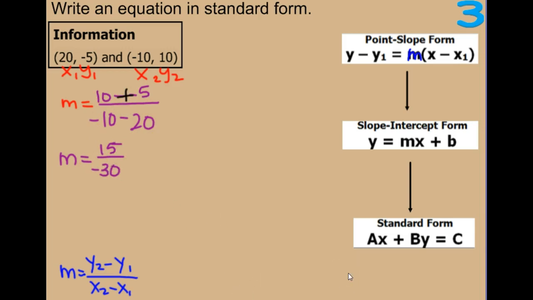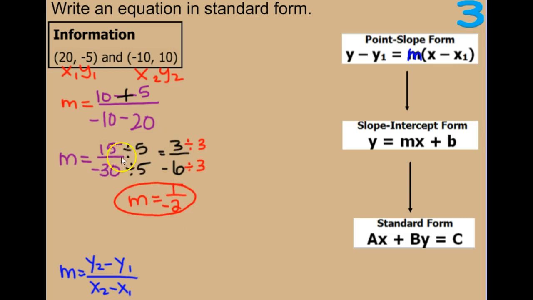And we need to simplify. Some of you know you might be able to divide right away by a big number. Others of you might just want to start by dividing by 5, and that's fine. 15 divided by 5 is 3. Negative 30 divided by 5 is negative 6. And then we're going to simplify again. We're going to divide by 3 to make it even smaller. So our slope has to be 1 over negative 2, negative 1/2.